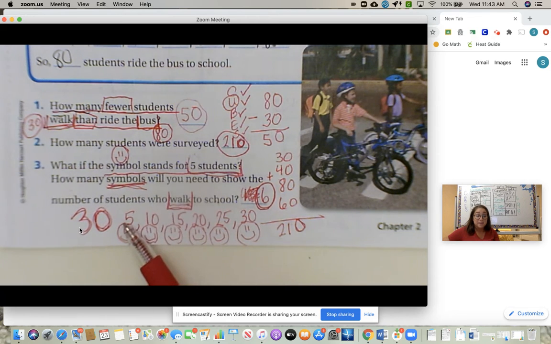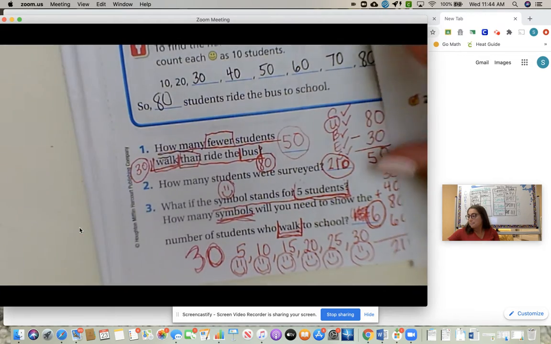So let's skip count from 5 to 30. That's our endpoint. So 5, 10, 15, 20, 25, 30. Okay, so each one is a smiley face. So that's why I wrote the smiley faces. So how many symbols will I need? 1, 2, 3, 4, 5, 6. 6 symbols.